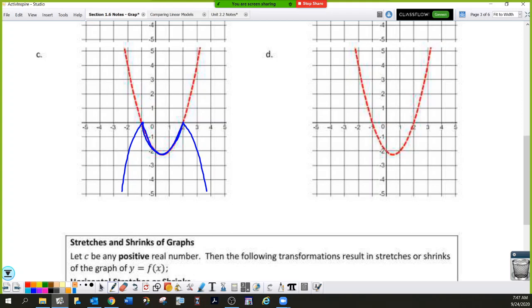We just reflected part A upside down. Reflected it over the x-axis. I know I didn't do a really good job of hitting the points perfectly, but they were good enough. You get the idea.